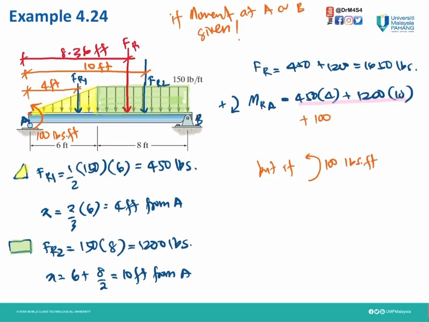How about if that moment at point A is anti-clockwise with the same magnitude? Therefore, for MRA, take positive clockwise. That means 450 for FR1 times the perpendicular distance plus FR2 times the perpendicular distance. You need to minus that magnitude.